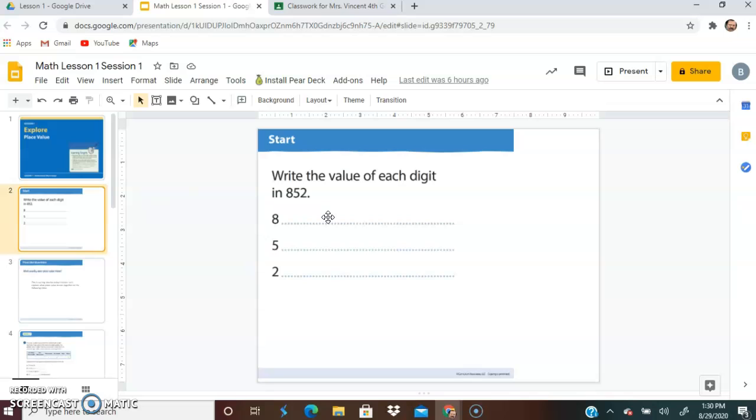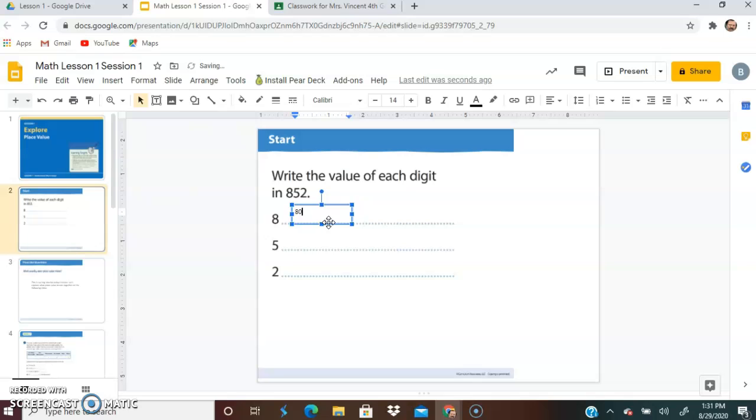So we want to know what's the value of each digit in 852. The 8 is in the hundreds place. So the 8 has a value of 800. So I'm going to just go here to my text box tool and click that. I'm going to draw a text box and I'm going to type in 800.